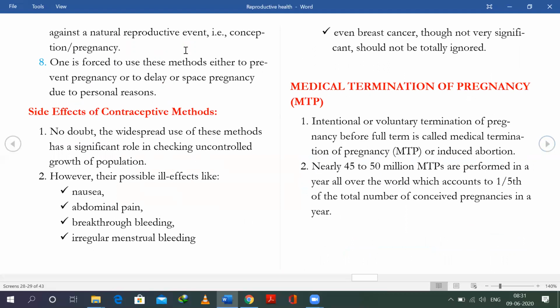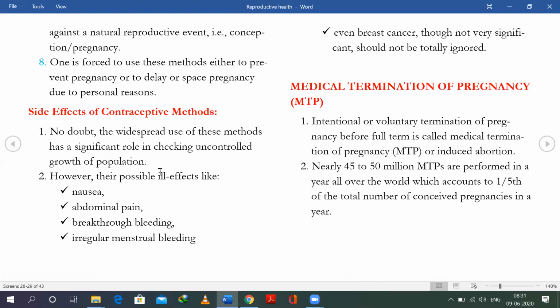Okay, so one thing you need to remember here is that these are interfering with something very natural, as natural a reproductive event as the pregnancy, but we are using them based on the situation that we are in. Sometimes we are forced to use them to prevent or delay the pregnancy, or due to some personal reasons, right? So since you are interfering with something very natural, obviously there will be some side effects.